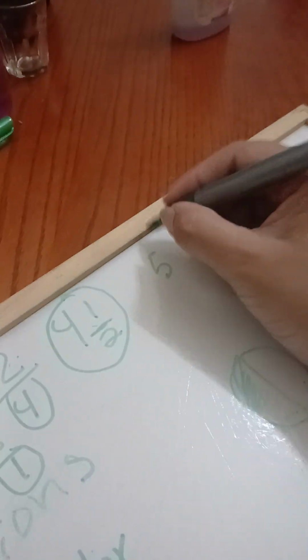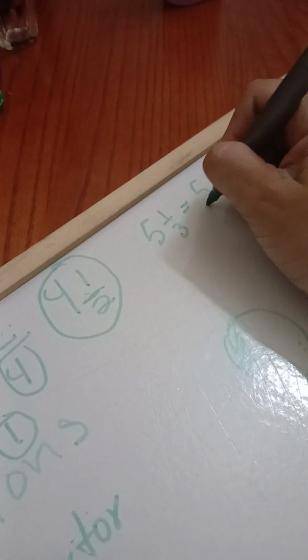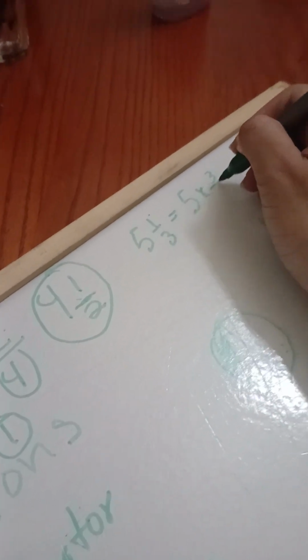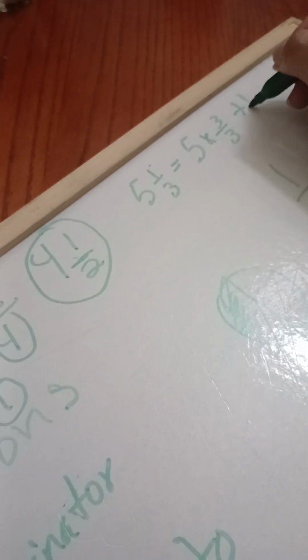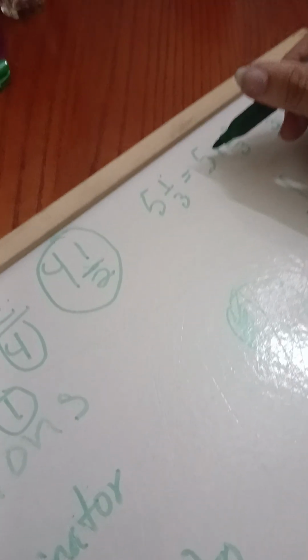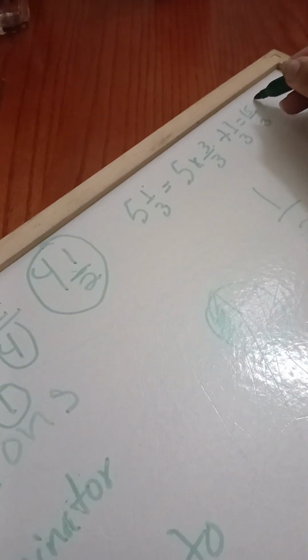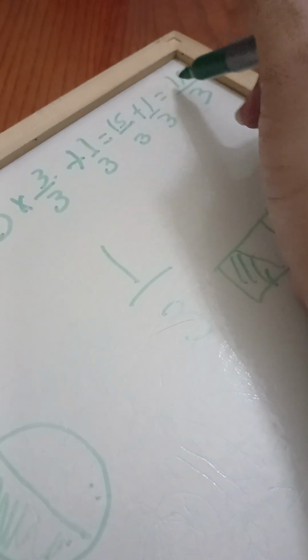Let's do another example. 5 1/3. You put 5 multiplied by 3/3 plus the fraction 1/3. So you have 5 multiplied by 3 is 15/3 plus 1/3 equals 16/3. This is another improper fraction, so you cannot leave it like that.